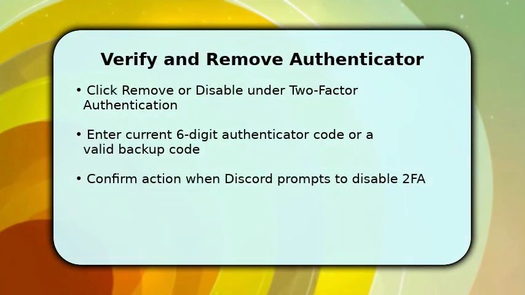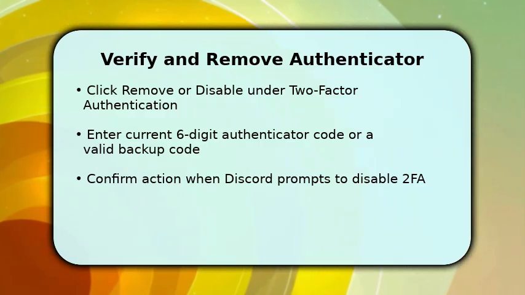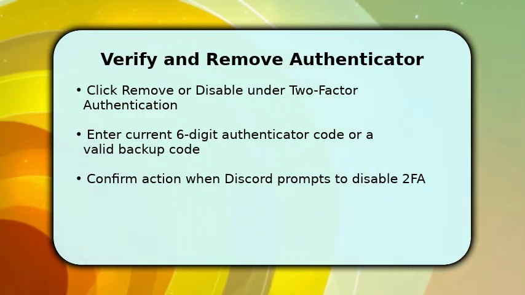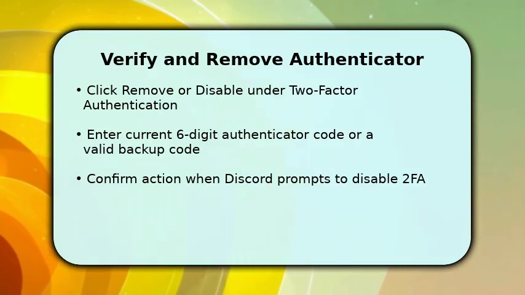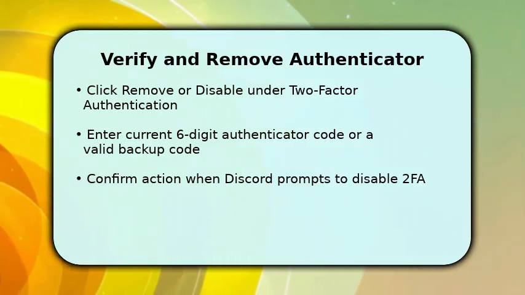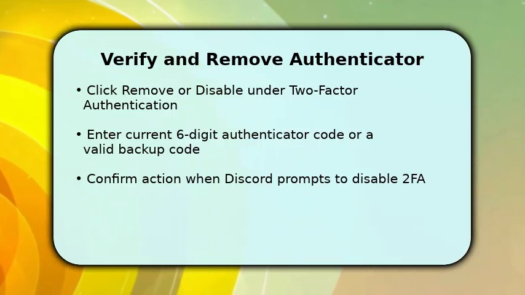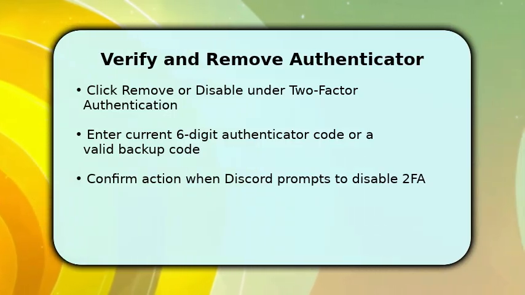Once in the two-factor authentication area, choose Remove or Disable. When prompted, enter the current 6-digit code from your Authenticator app or use one of the backup codes you saved earlier. This verification proves it's you. It's required to prevent unauthorized changes.